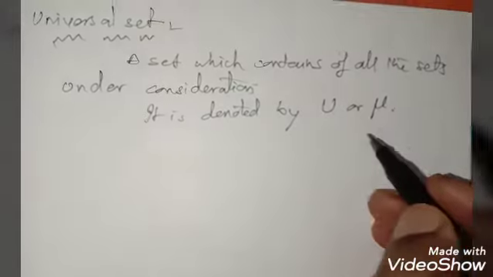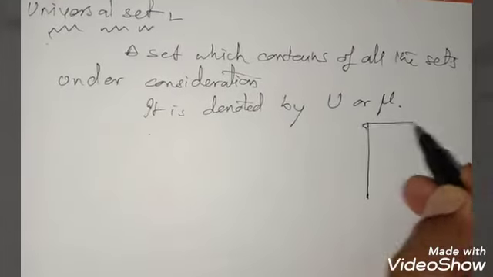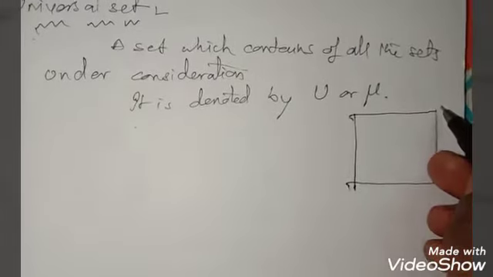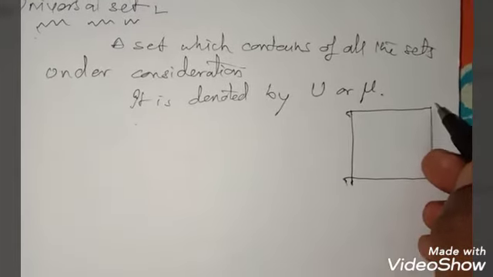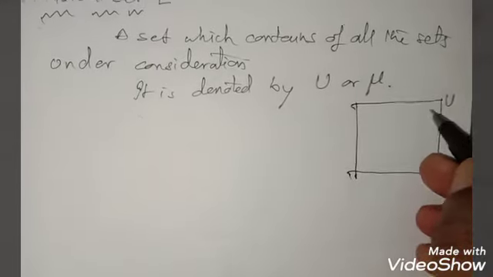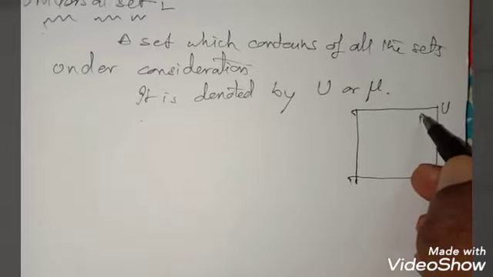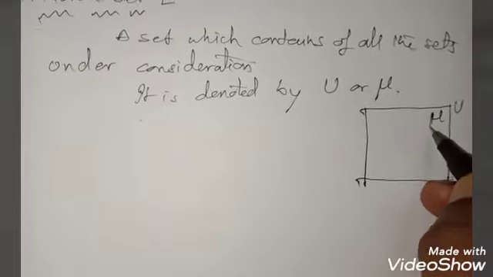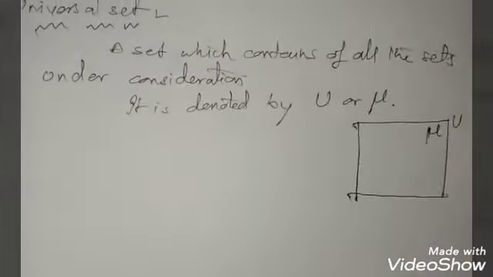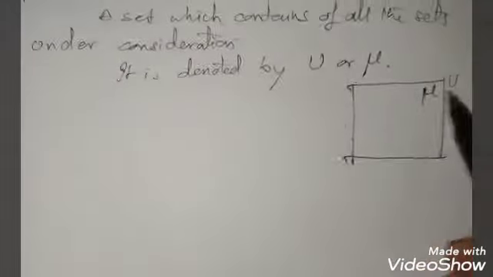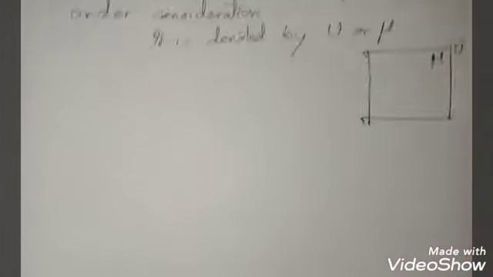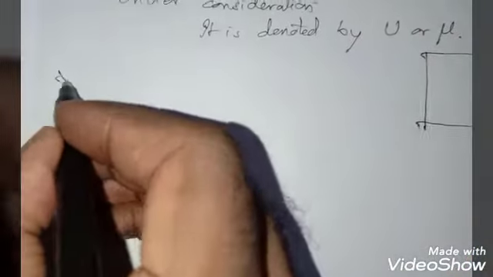Now in the Venn diagram, the universal set is denoted by a box, and we write the universal symbol outside of the box, or sometimes inside of the box also. It's not a problem whether you write inside or outside. The denotation is important for what we are denoting here: this is nothing but the universal set.